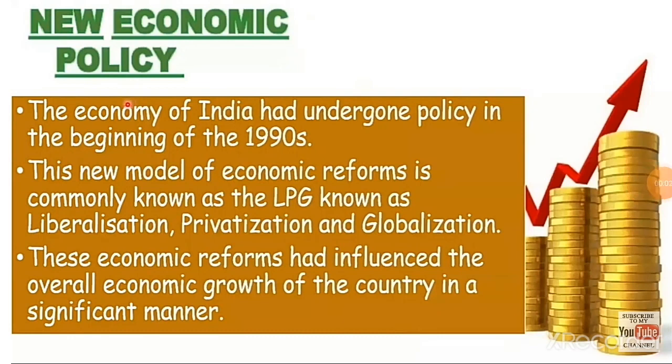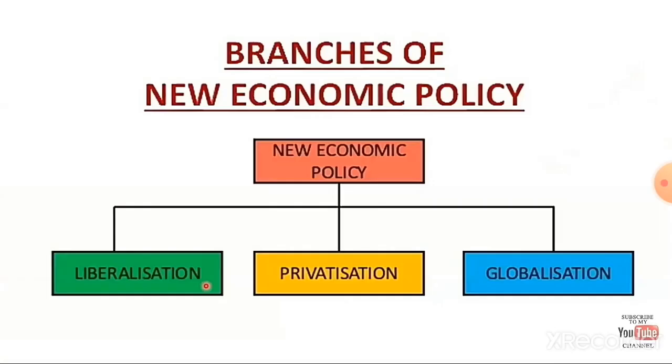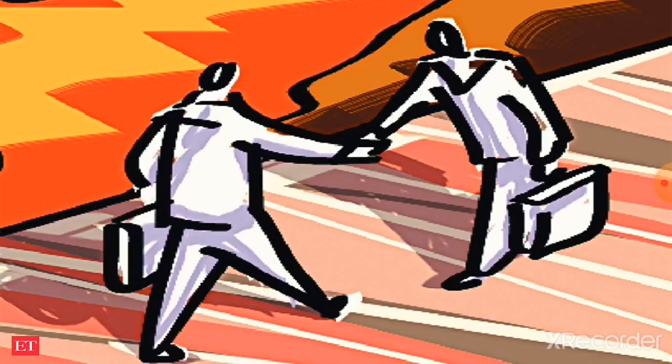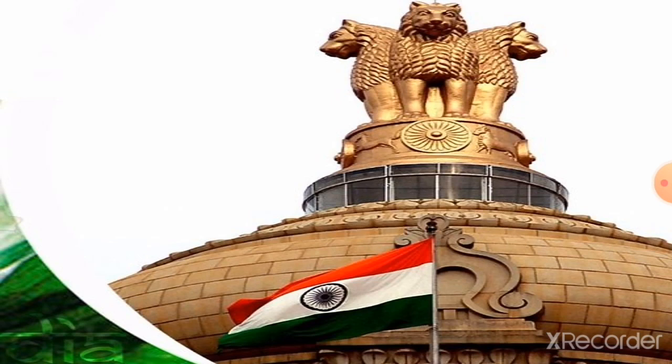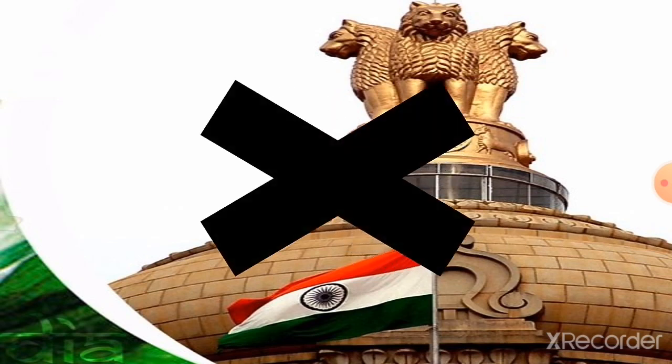Next, new economic policy. The economy of India had undergone a significant policy shift in the beginning of the 1990s. This new model of economic reforms is commonly known as LPG or liberalization, privatization and globalization model. Let's see one by one. First one is liberalization. Liberalization is the process or means of the elimination of the control of the state over economic activity. It provides greater autonomy to the business enterprises in decision making and eliminates government interference.